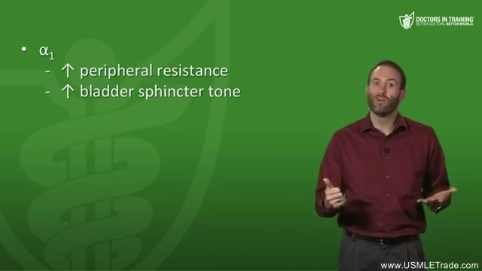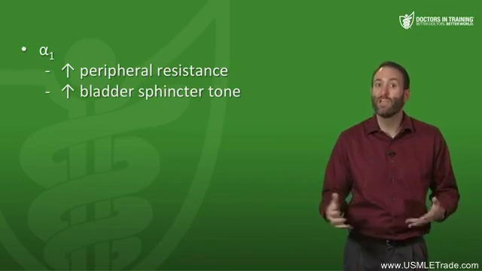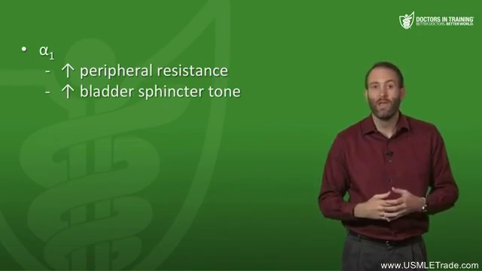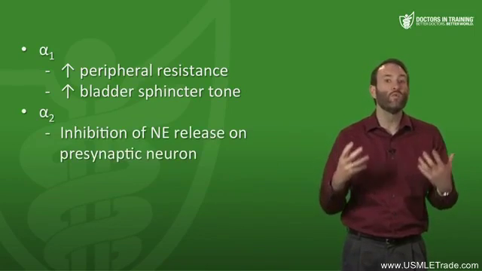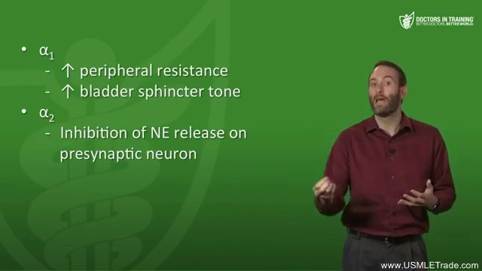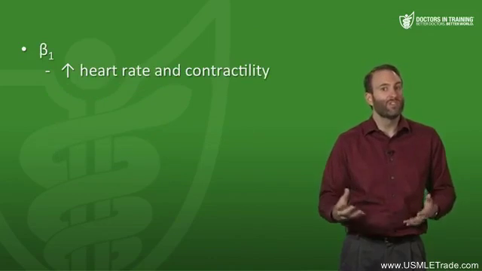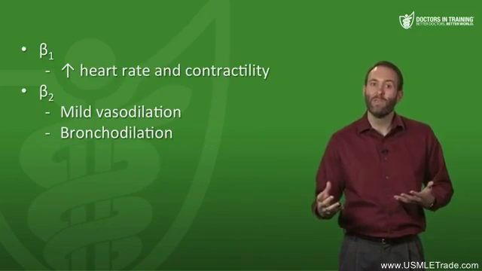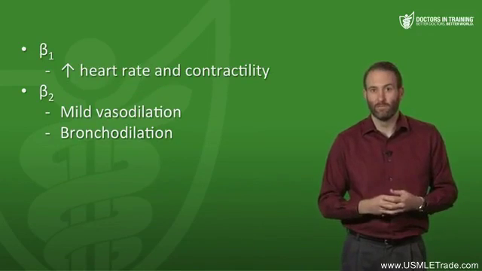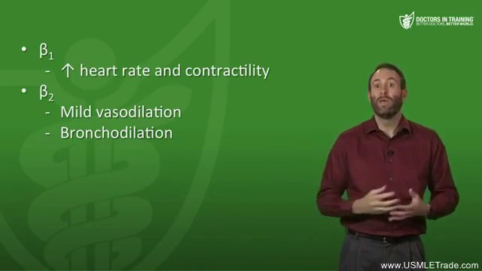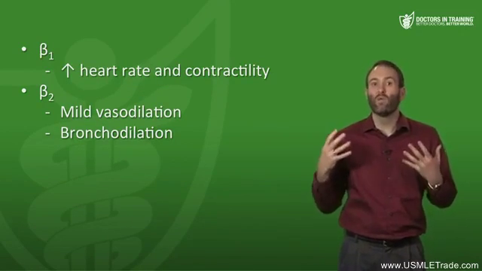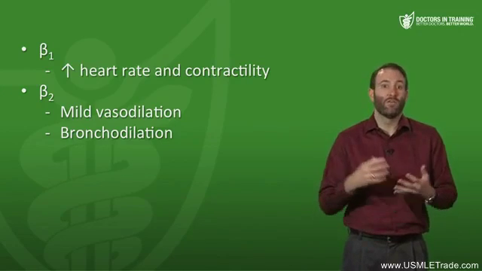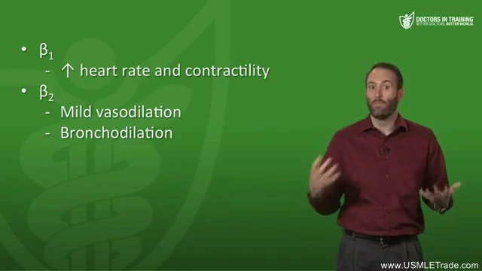Remember that alpha 1 is causing an increase in peripheral resistance, increased bladder sphincter tone as well. Alpha 2, remember, it inhibited norepinephrine release on the presynaptic neuron. Beta 1 increases heart rate and contractility. Beta 2 causes mild vasodilation and, more importantly, bronchodilation. Now, the drugs we talked about vary depending on the effect on each one of those receptors that are found on those different concentrations throughout the entire body.